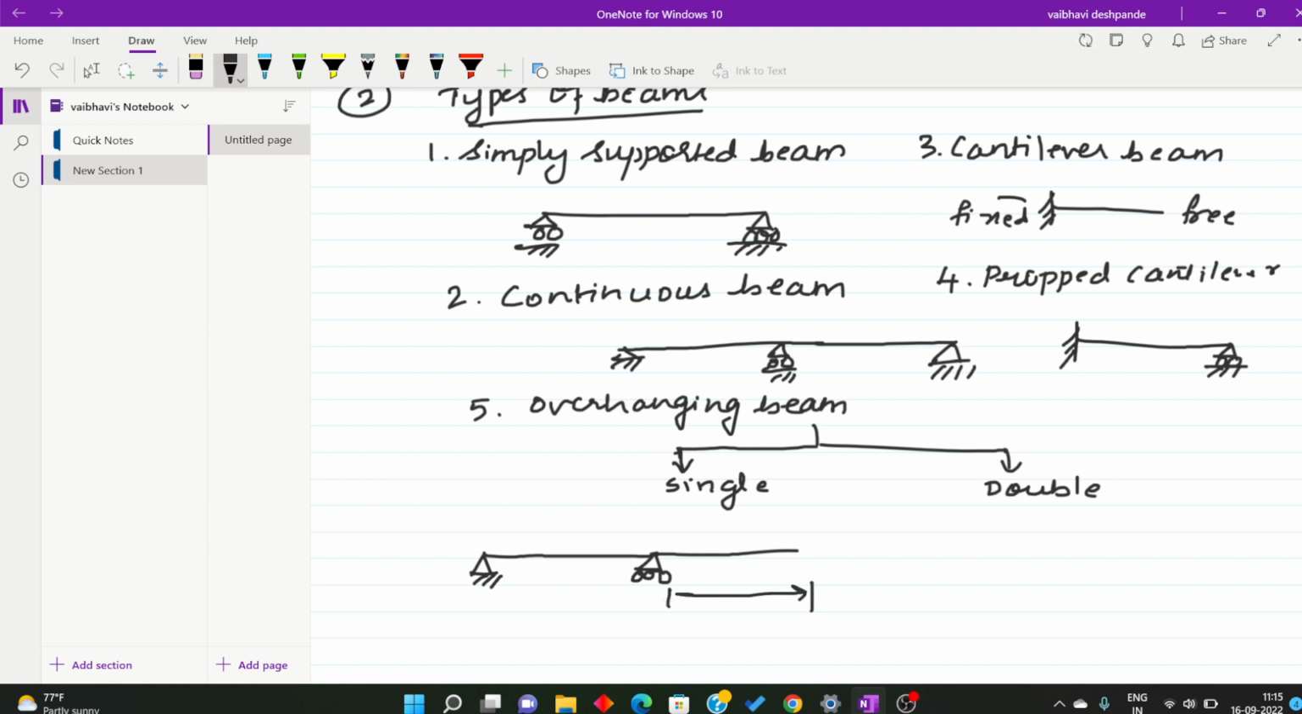This is the overhang, means protrusion. Okay, so this is a single overhanging beam. Double overhanging beam means there are two supports and it is having overhang on two sides. So it is called as the double overhanging beam. So these are the various types of beams.